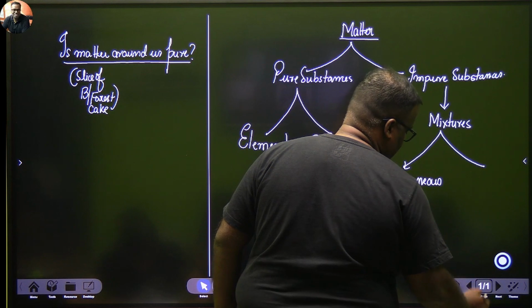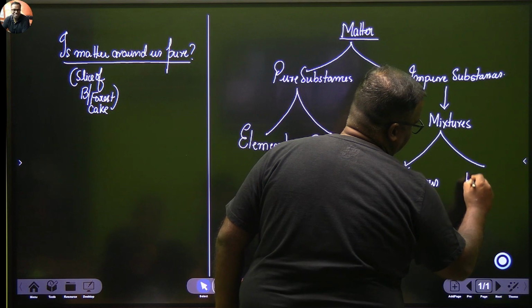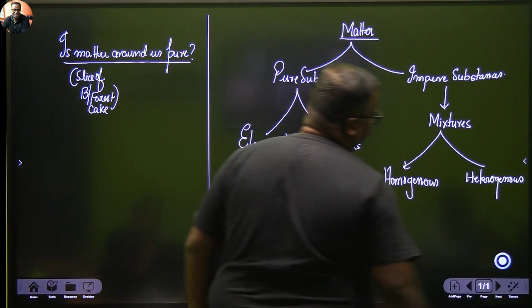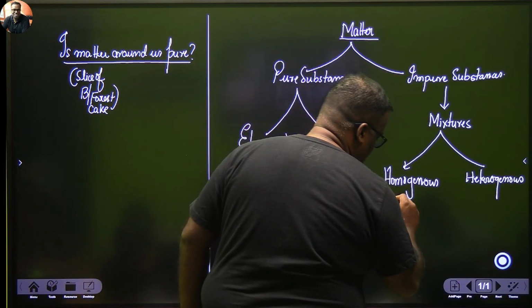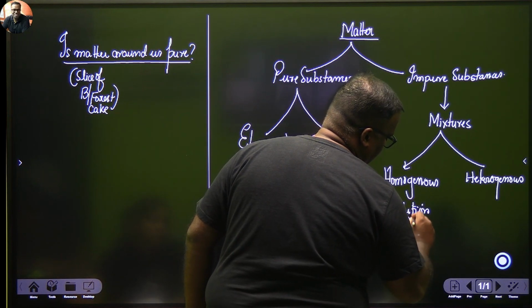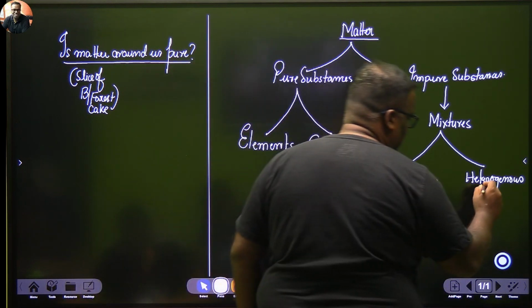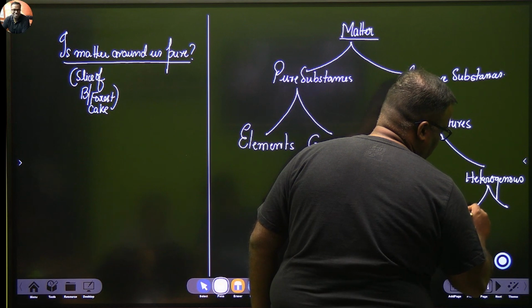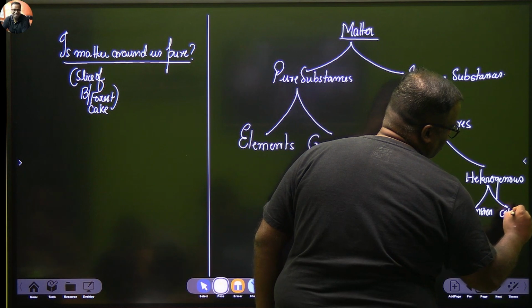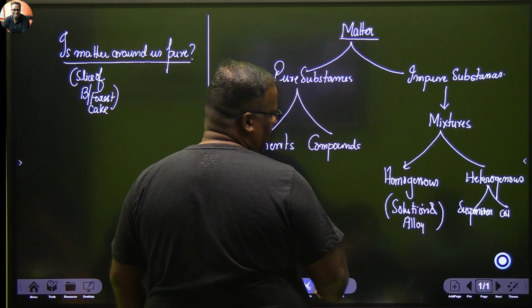Homogeneous and heterogeneous. होमोजेनियस में हम इस चैप्टर में पढ़ते हैं सॉल्यूशन और एलॉय. ओके. हेटेरोजेनस में दो चीज पढ़ते हैं, सस्पेंशन एंड अनदर वन इज नोन एज कोलॉइड. Colloid.